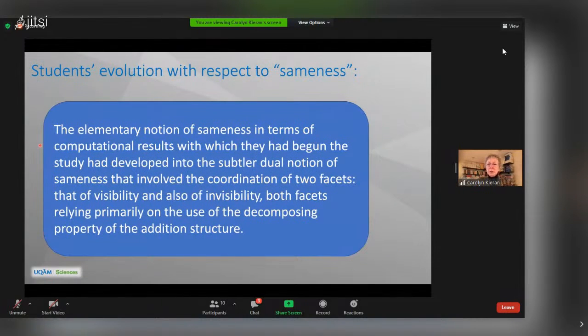So the elementary notion of sameness in terms of computational results with which they had begun the study had developed into the subtler dual notion of sameness that involved the coordination of two facets, that of visibility and also invisibility, both facets relying primarily on the use of the decomposing property of the addition structure.